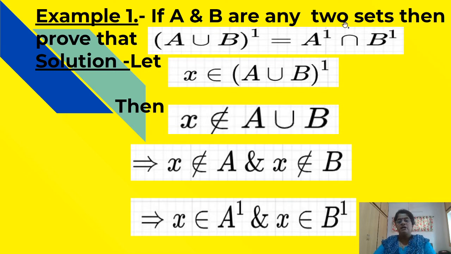If A and B are any two sets, then prove that (A union B) complement is equal to A complement intersection B complement. Now we know that if we have to prove that A is equal to B, then always first we will prove A is a subset of B, then we will prove B is a subset of A, then we can say that A is equal to B. The same method we are following here.